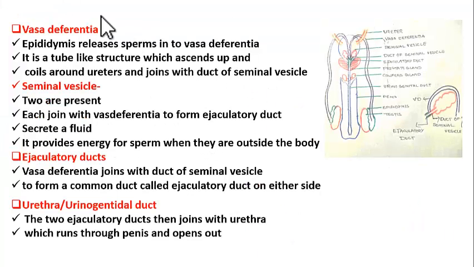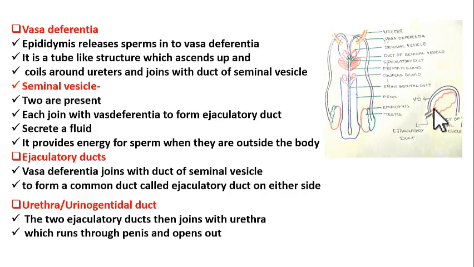Now it is the Vas deferens. So Vas deferens are the tube-like structures that arise from epididymis. Arising from epididymis, they ascend upwards and coil around the ureters, then they join with the duct of seminal vesicle.